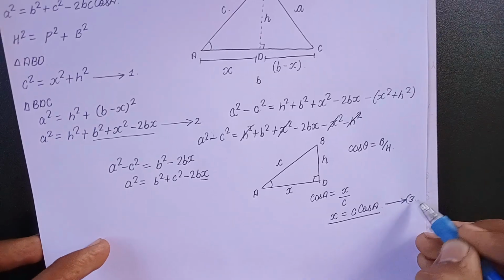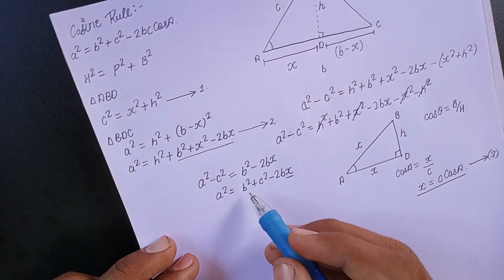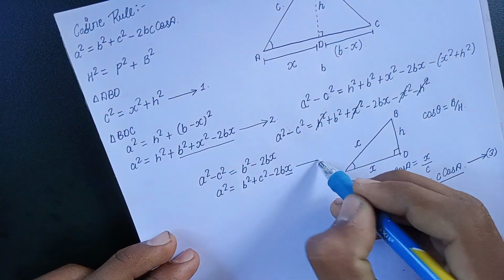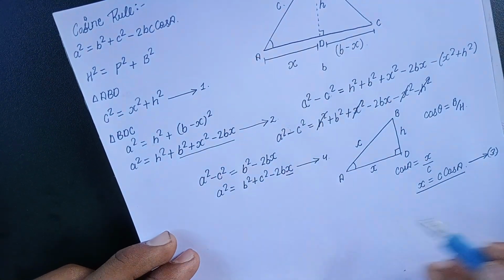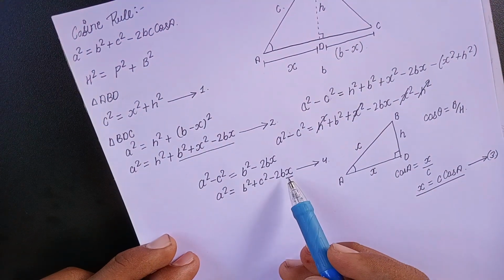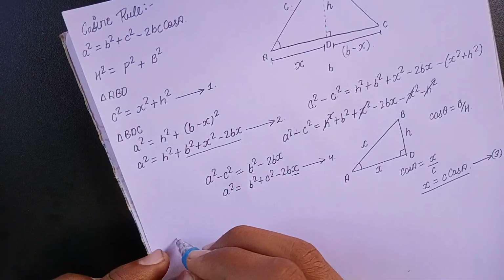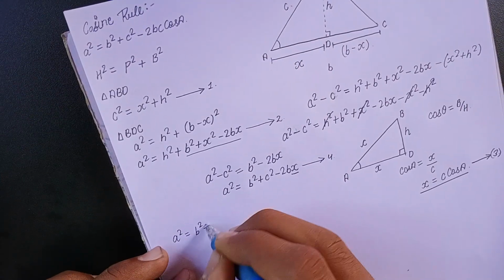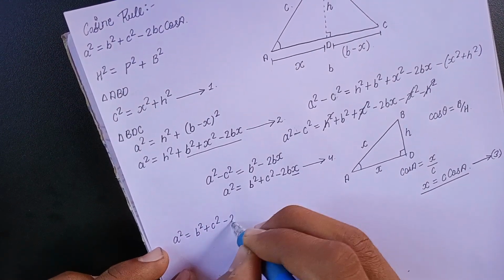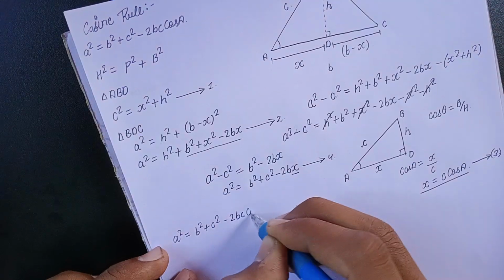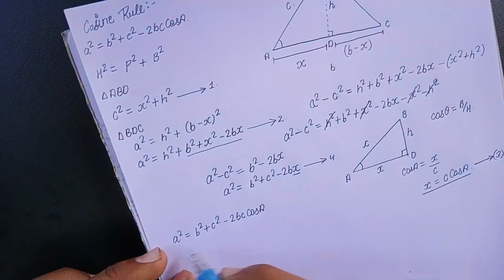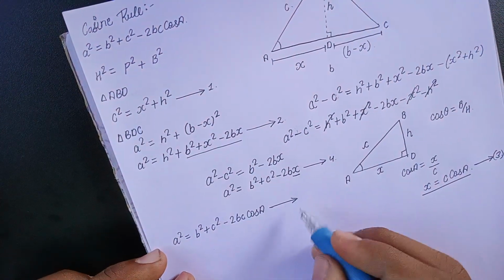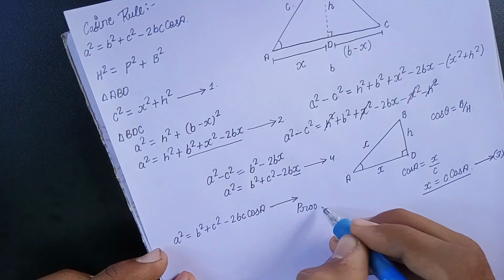If we put this equation number 3 in our result, let us assume this result is our equation number 4. If we put the value of x in here, we can write a square equals b square plus c square minus 2bc cos A. Hence, we prove this law of cosine.